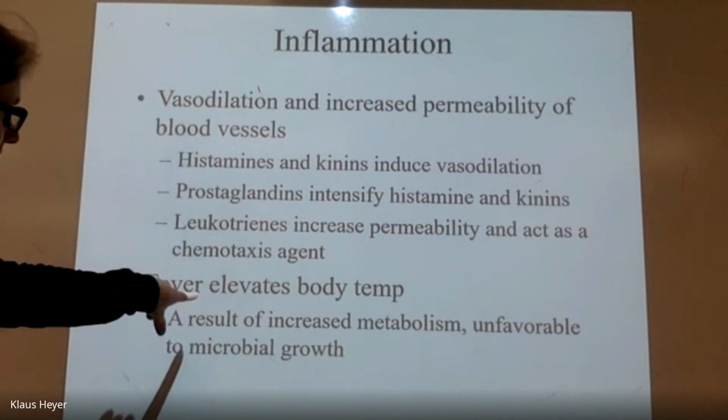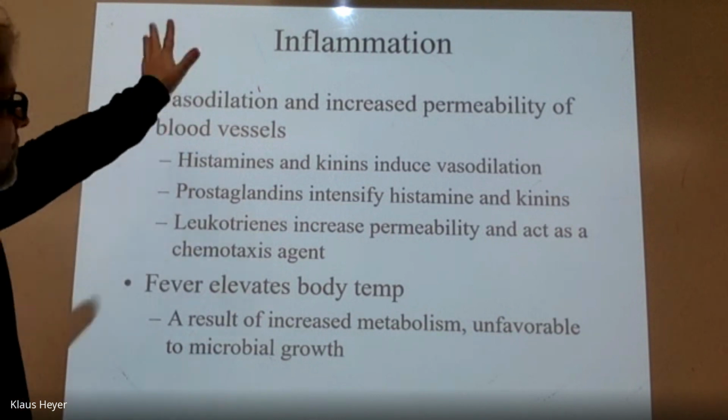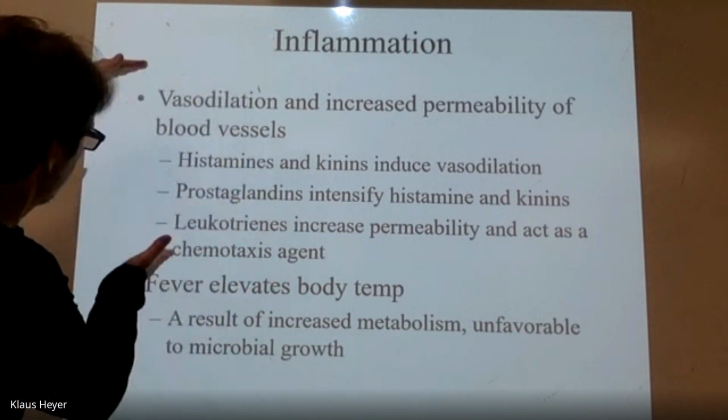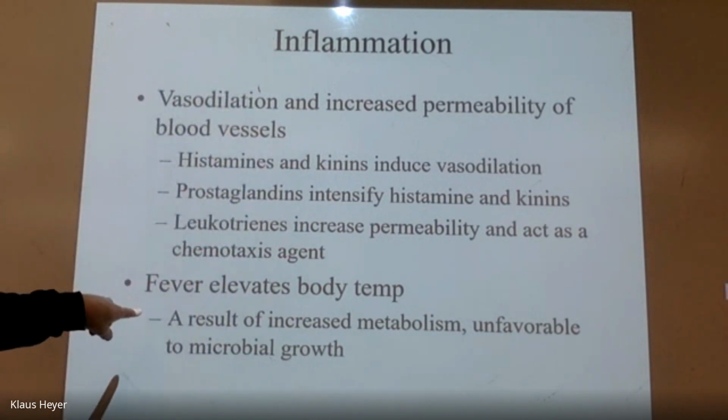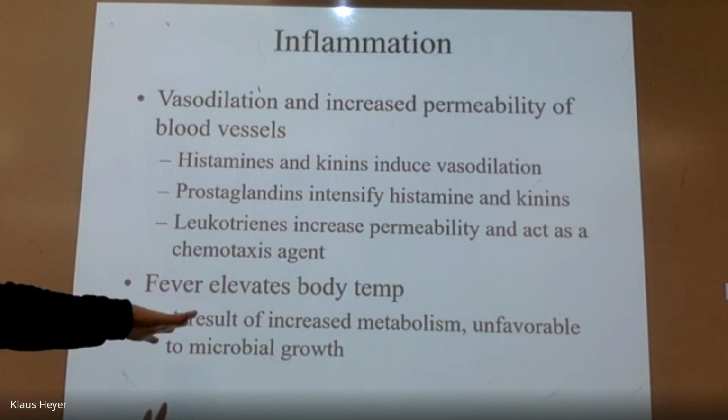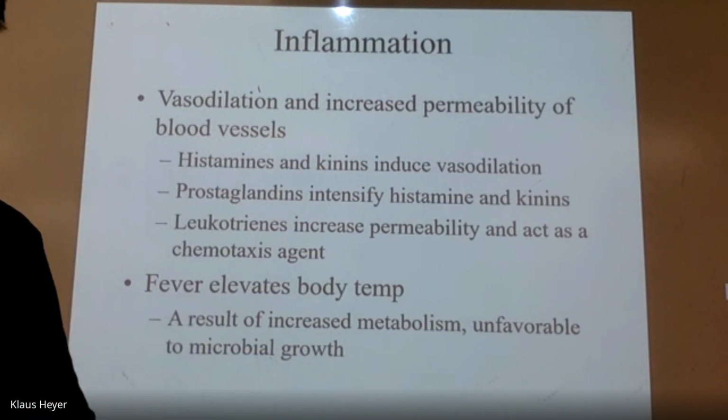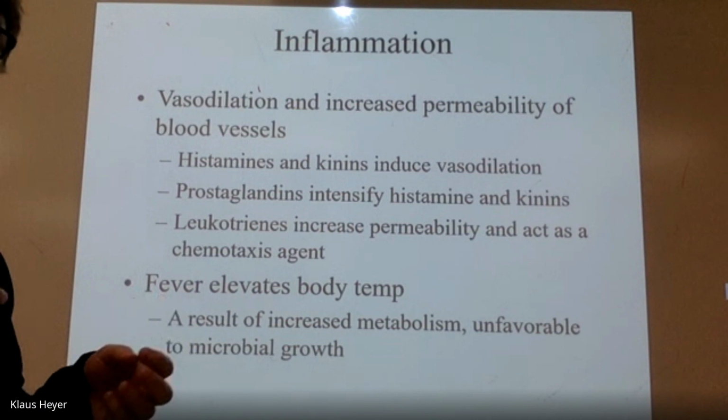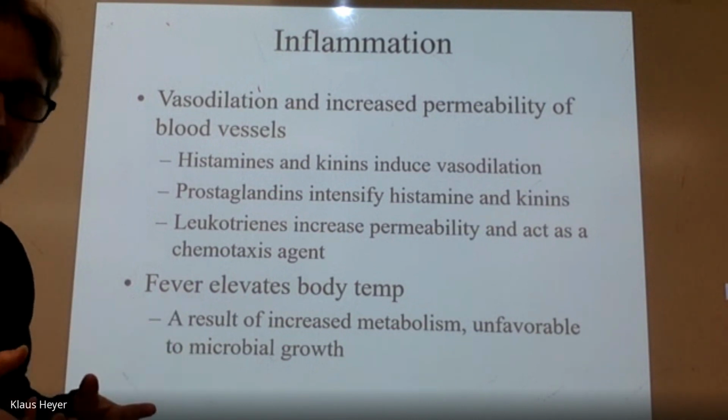Inflammation and fever. I kind of did this wrong. Inflammation's here, this bullet point. Fever is that bullet point. Fever, like I said, increases your metabolism, makes things hotter. Microbes or pathogens don't like that temperature.